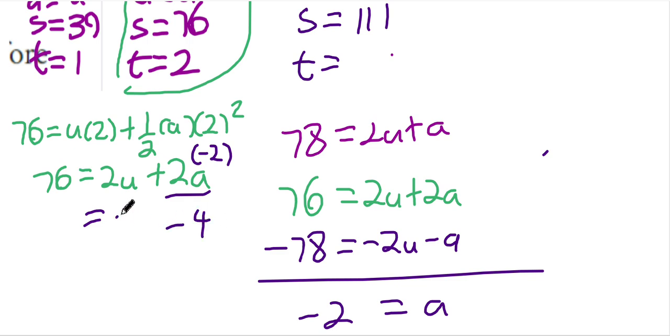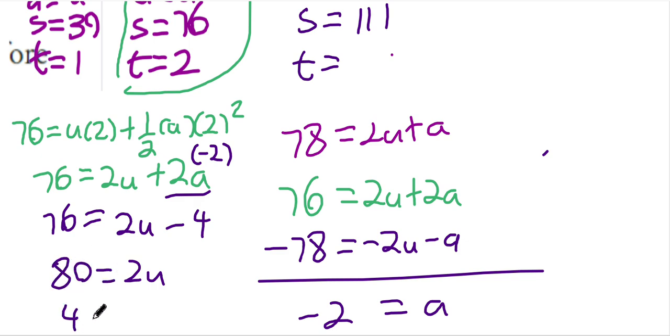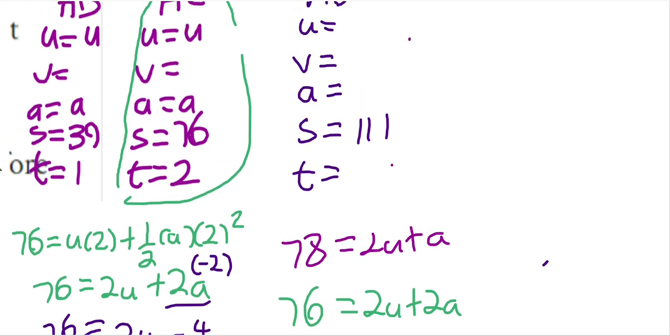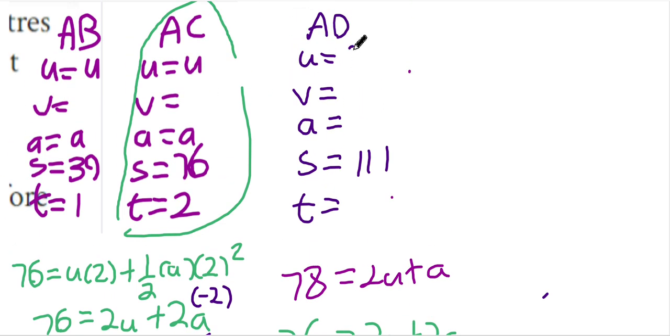Minus 4. 2u minus 4 is 76, which implies that 2u is 80, which implies u is 40. If you want to prove it for the last section, it's very easy. You could just say, look, that's 40, that's minus 2, and what's the t value for A to D? 3. You could just plug into ut plus a half at squared, and you could prove that it travels 111 and that it works all the way through the system.